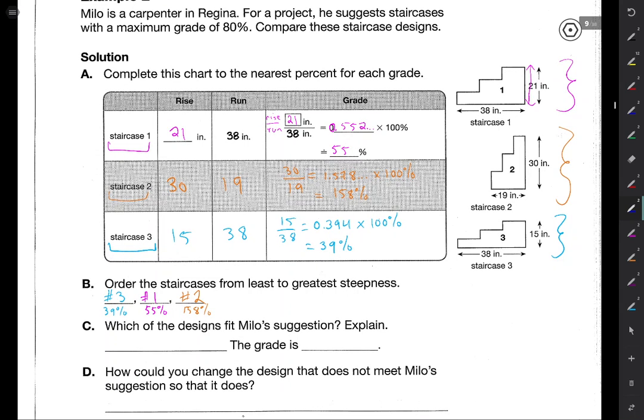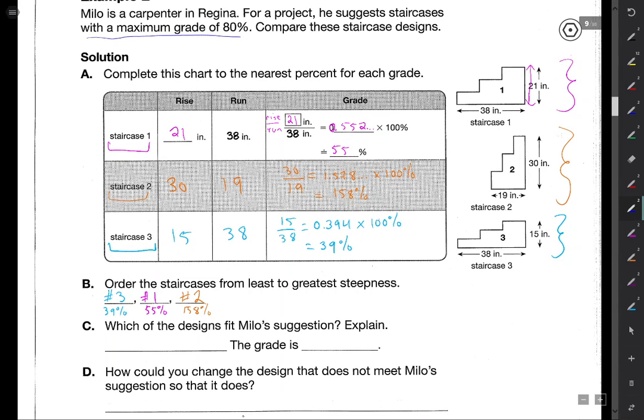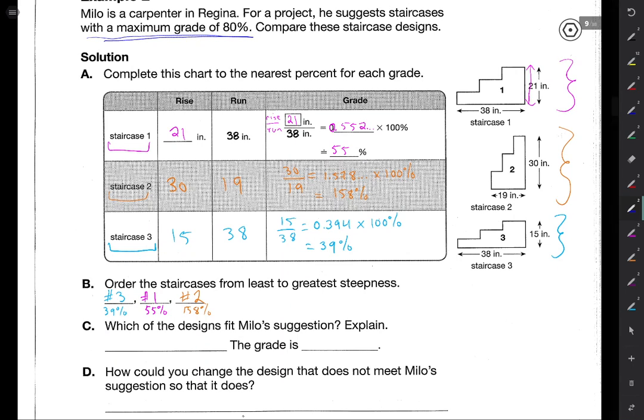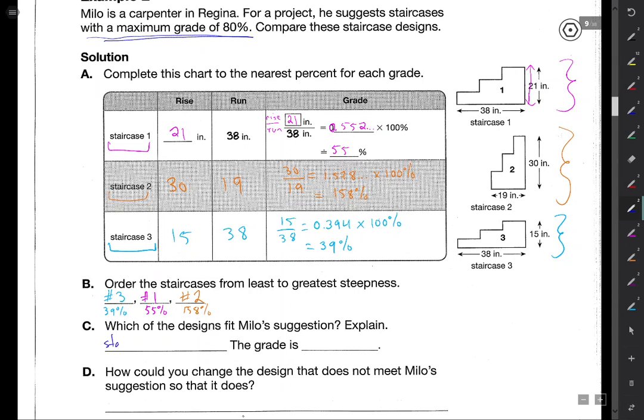So now it's asking which of these designs fit Milo's suggestion. So remember, the suggestion is staircases can have a maximum grade of 80%. So the biggest grade they should have is 80%. So the only ones that are under 80% would be staircases number 1 and 3, because both of those are under 80%. And that's because the grade is less than 80%.